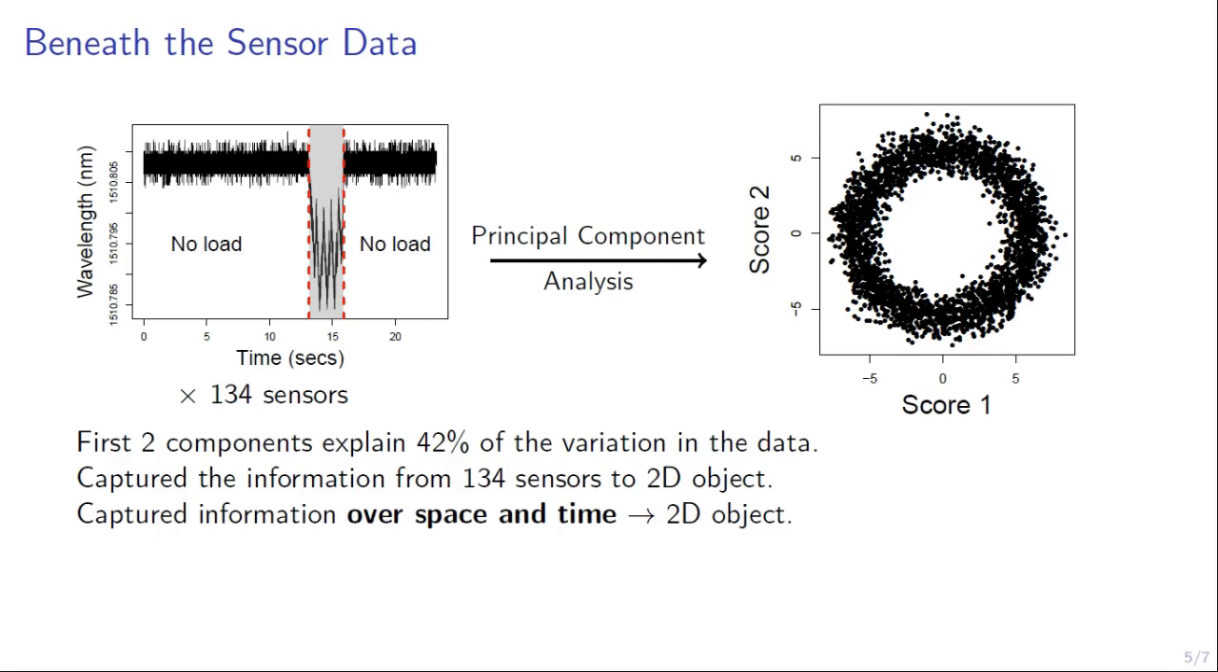So remember, sorry, I probably skipped a bit fast over principal component analysis. Principal component analysis is just basically a rotation of your data, right? It's an orthogonal transformation. So what it's really doing is capturing the information from all 134 sensors into this two-dimensional object that explains the majority of information in terms of variance. Or more compactly, I'll combine the information over space and time into that two-dimensional object.